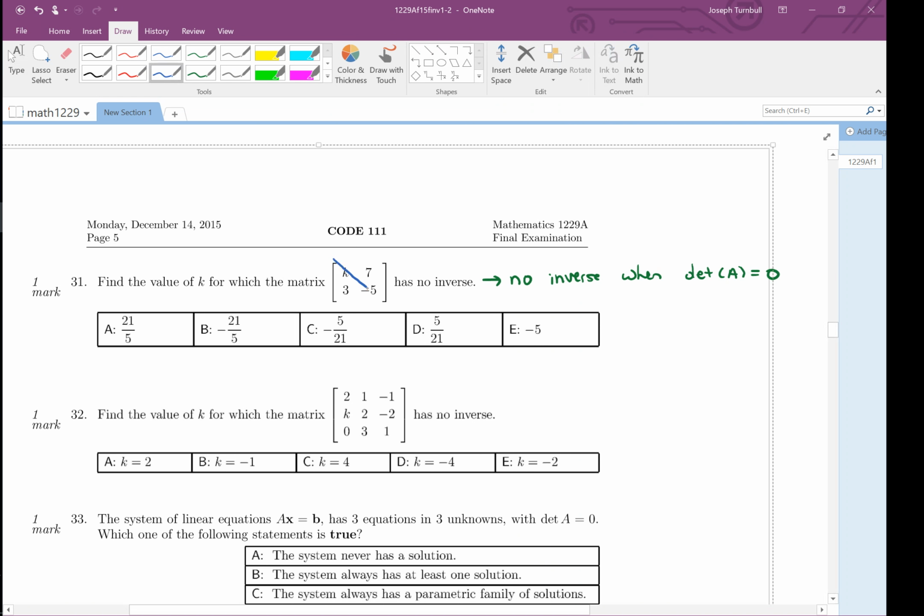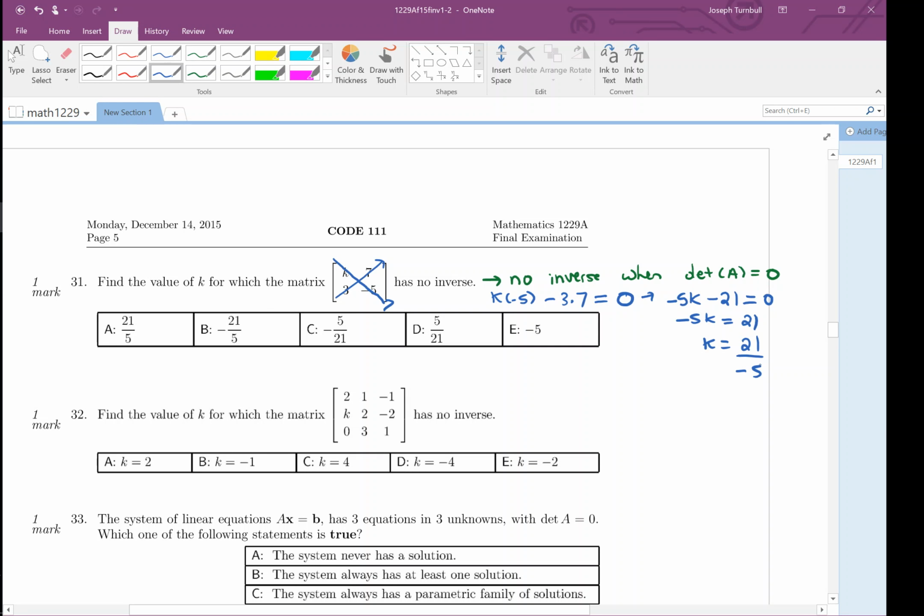So our 2 by 2 determinant, k times negative 5, and then minus 3 times 7. And we want that to be 0, and that would cause no inverse. So we have minus 5k minus 21 equals 0. Minus 5k is equal to positive 21. Add 21 on both sides. Now divide both sides by minus 5. So k is 21 over minus 5. So choice B. The minus can go in front of all of it, on the bottom or on the top. They're all the same.